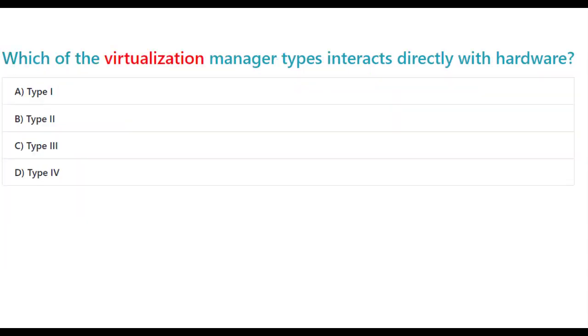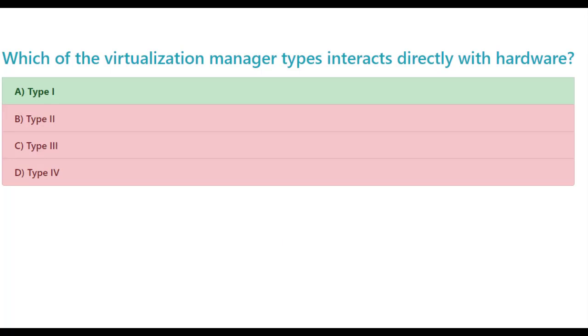Which of the virtualization manager types interacts directly with hardware? A. Type 1, B. Type 2, C. Type 3, D. Type 4. The correct answer is A. Type 1.